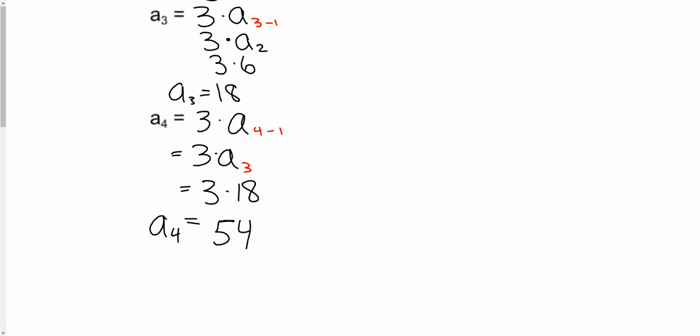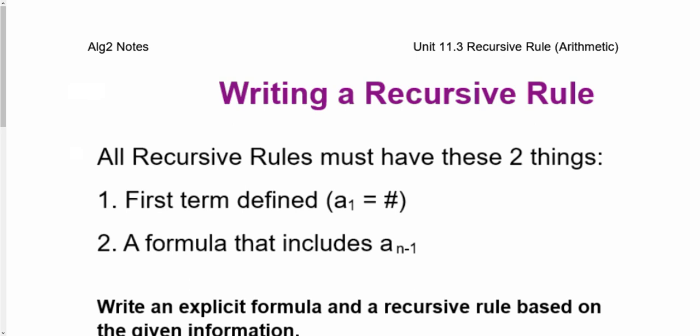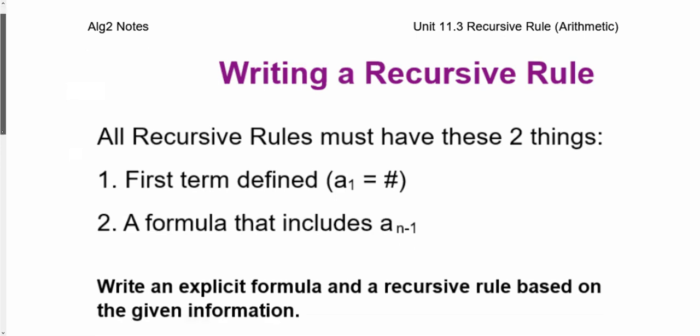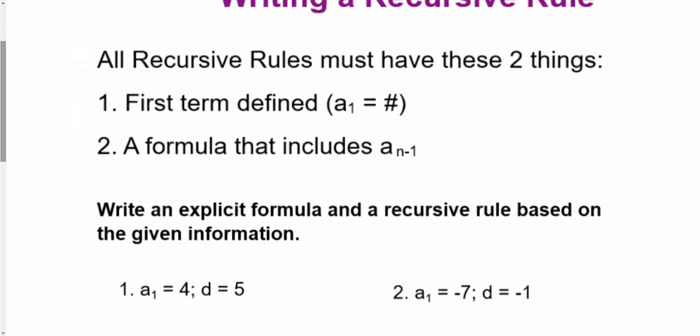So here's what we're going to need to do. We're going to need to write our own rule. Writing our own rule is not very difficult, especially when you know that it's an arithmetic sequence. Again, an arithmetic sequence means that you add to get to the next one, or you subtract to get to the next one, and it has to be the same number every single time. In order to do this, you're going to need to define the first term, always, because you have to have a starting point. The second thing is you have to write a formula that includes n minus 1, because the whole thing about a recursive formula is you have to use the previous term.